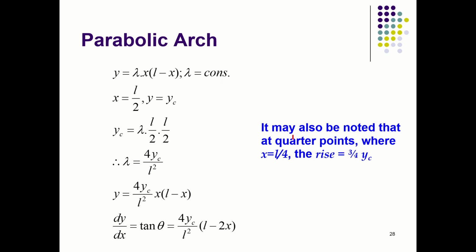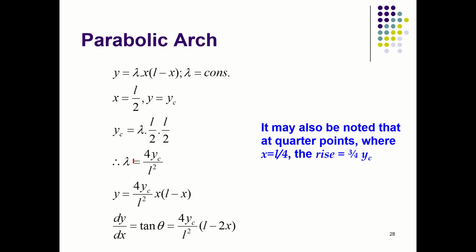It may also be noted that at quarter points where x is L by 4, the rise will be equal to 3 by 4 of the total rise, right? Now lambda is a constant. At x equal to L by 2, your y will be equal to yc, and yc is equal to lambda into L by 2 into L by 2, so therefore lambda is equal to 4yc divided by L square.